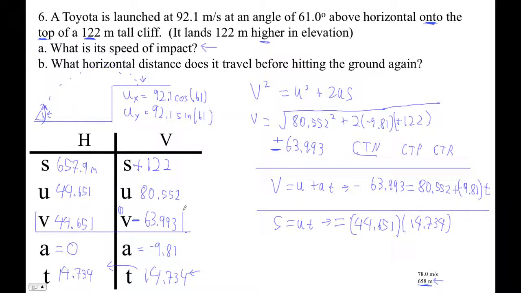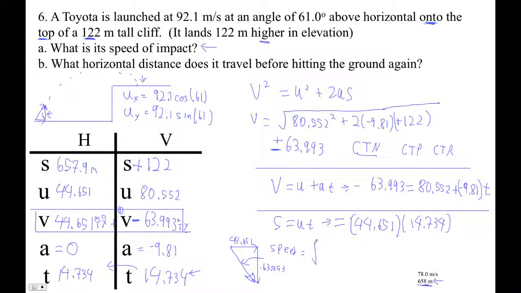Here is our final velocity vector, with meters per second in the x direction plus meters per second in the y direction. Our speed is the hypotenuse of that vector. Here's our horizontal component, and then there's the actual vector. We don't have to draw this, I'm just doing it because I'm a geek. The hypotenuse of this thing: this side is 44.651, and this side is 63.993. The speed is the hypotenuse of that.